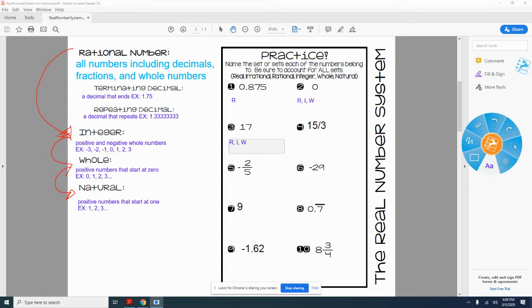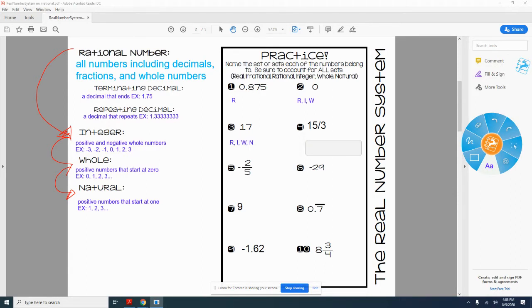All right. I said yes to whole. Let's look at natural. A positive number that starts at 1. If I started counting at 1, would I hit 17 if I continue to count? Yes. So this number is also natural. So it is all of them. Okay. Number 4 is a little trick.